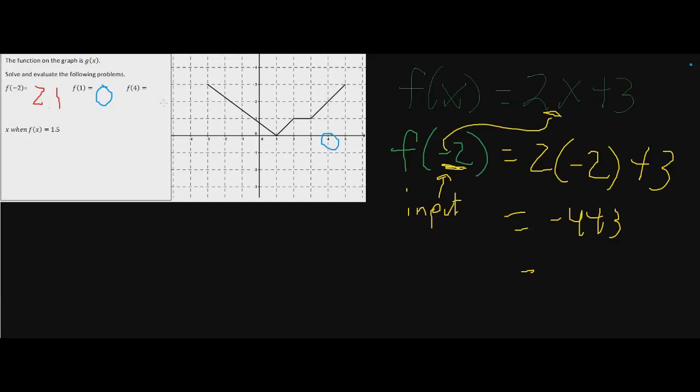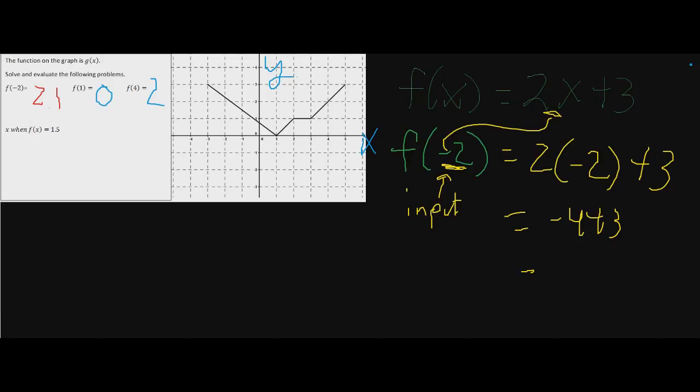Alright, so that's how we go about solving this. It's not that difficult. It's essentially just, if this is our input, that's the x value, and this is our y value. If x is our input, what is our y value?